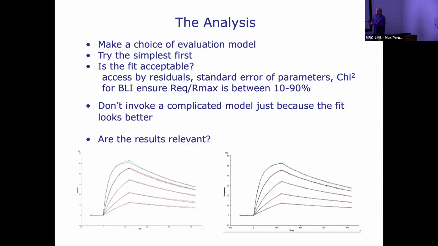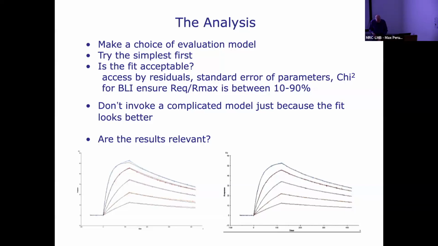How is it good? You look at the residuals. You can actually visualize things. What's the chi-squared for the fit? And for BLI, in the data that you get out, it will give you this ratio of equilibrium over Rmax, and that should be between 10 and 90%. And again, don't invoke a more complicated model just because you get a better fit.